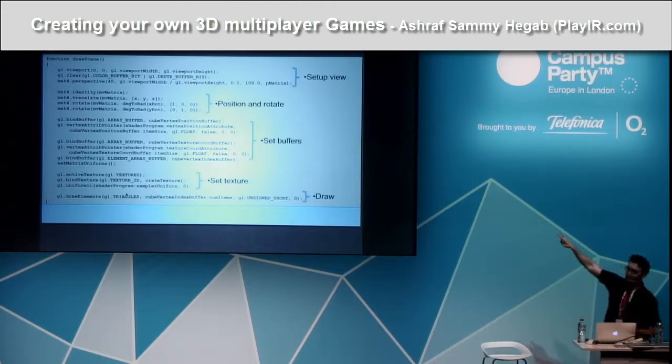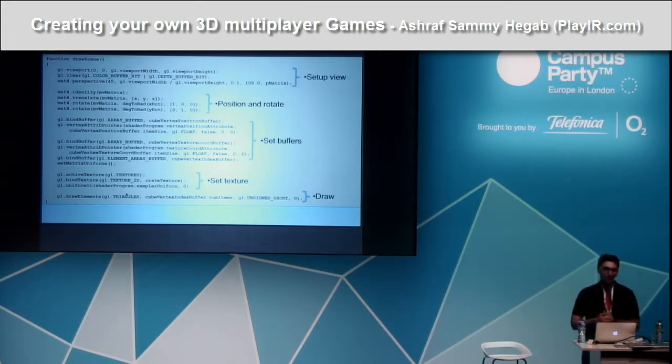The first bit just sets up the view. The second bit positions whatever you're going to draw and rotates it. The next bit just sets the buffers. What are you going to be drawing? Next bit after that is use this texture. The last bit just draws.